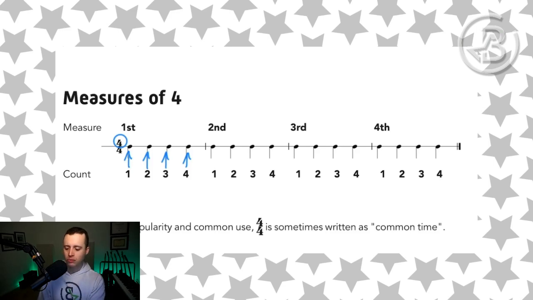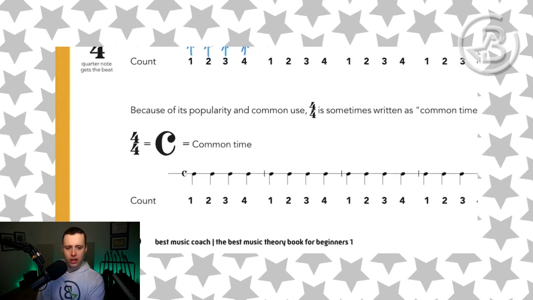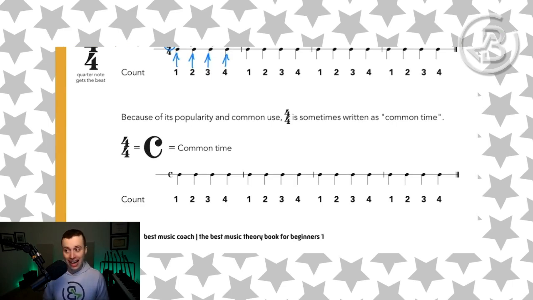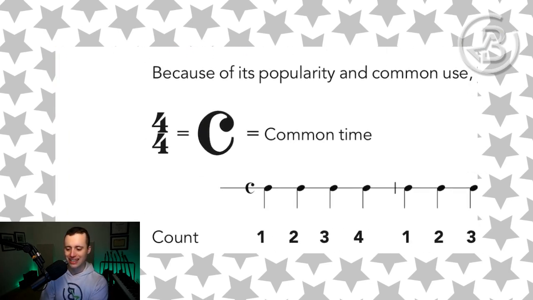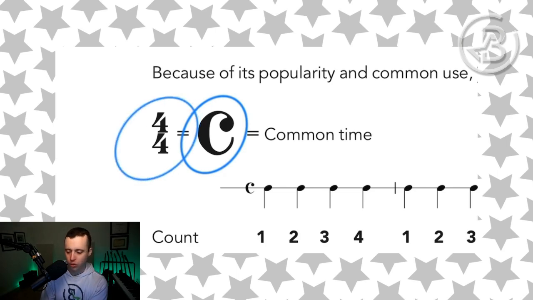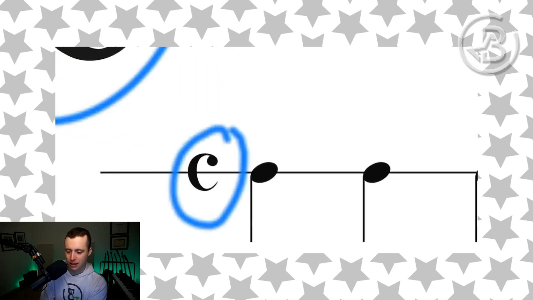Let's look at one more time signature. Because 4/4 is actually the most popular time signature in modern music, it's also called common time. And to save us all some energy having to write a bunch of 4s, you can actually abbreviate 4/4 with a C. This right here is actually a time signature, believe it or not. Just the letter C is in and of itself a time signature, and the letter C just means common time or 4/4.